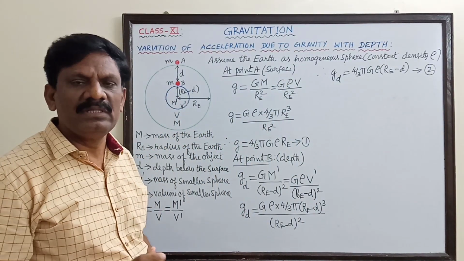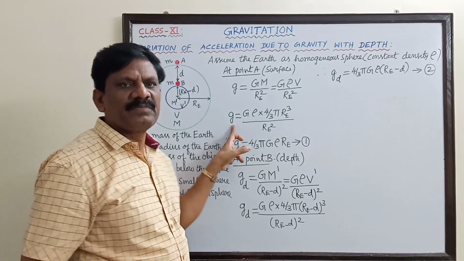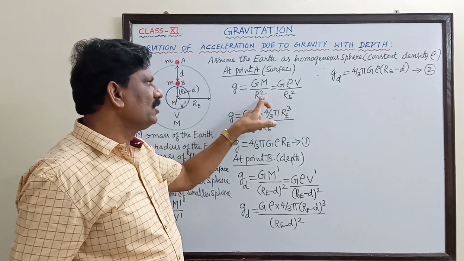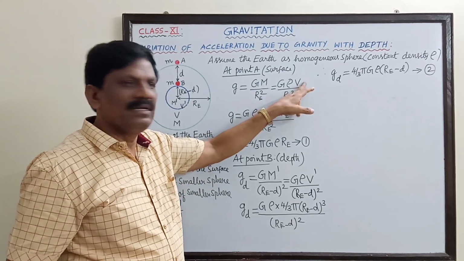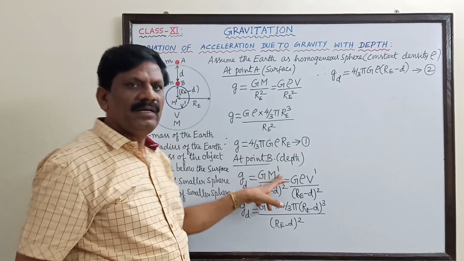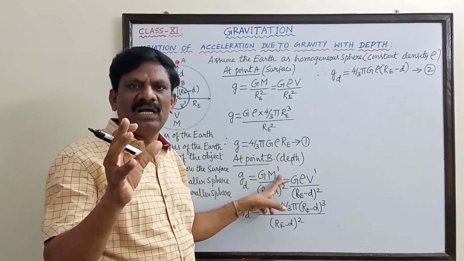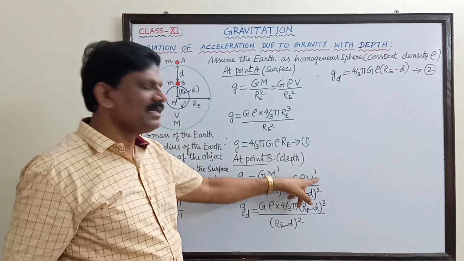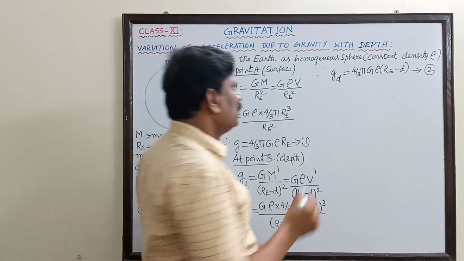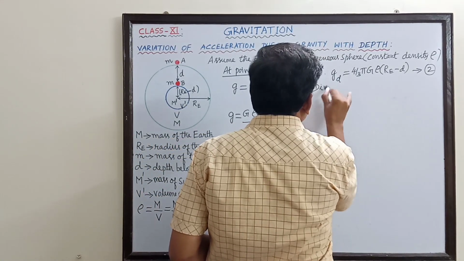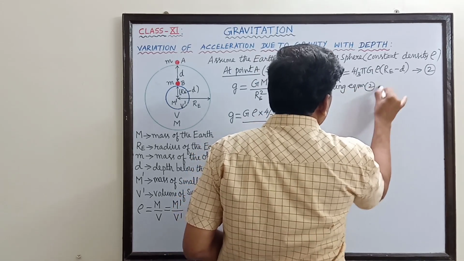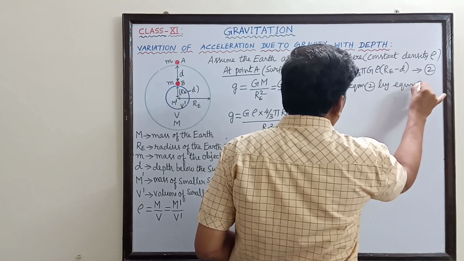Have you all understood up to this? First, I have got an expression for small g by taking the total mass of the earth and the total volume V. Understand that? Next, at a point B, I have substituted the mass of the smaller sphere on which the object is placed, in terms of volume V dash. So I got equation number 2. Now dividing equation 2 by equation 1.